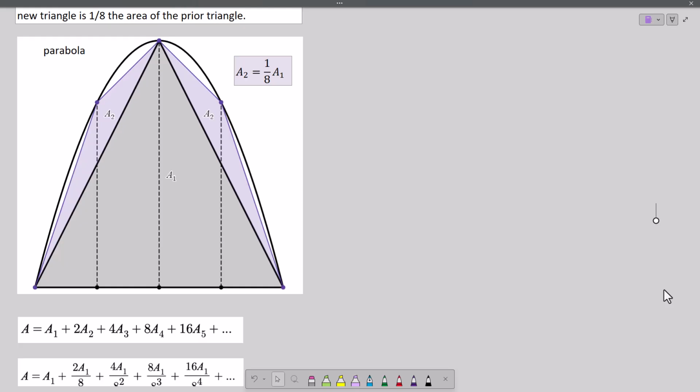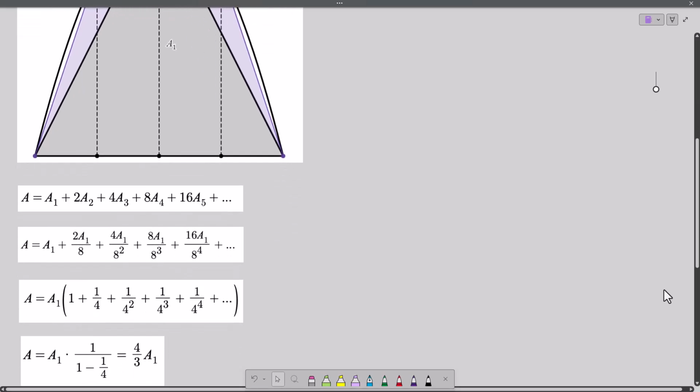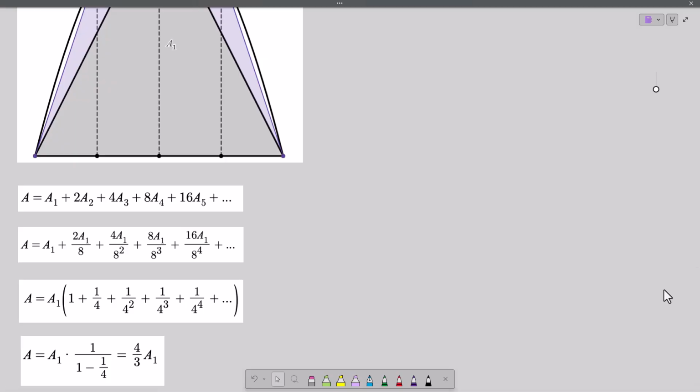Because once you bisect each of these intervals, you're going to have 4 extra triangles, and then if you bisect those subintervals, you're going to end up with 8 more triangles, and you just get more and more triangles until you exhaust the whole area. And the part that's amazing, this is pretty easy to show, is that the second triangle is 1/8 the first triangle, but then that pattern also continues, that a sub 3 is 1/8 a sub 2. So the triangles are getting tinier with the same factor of 1/8 as the multiplier.